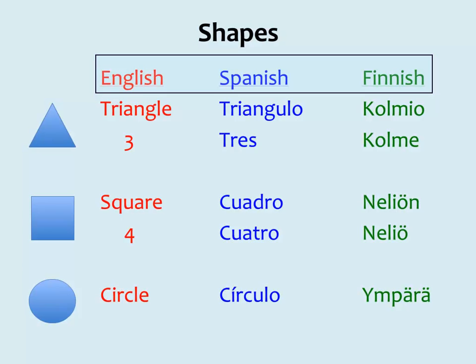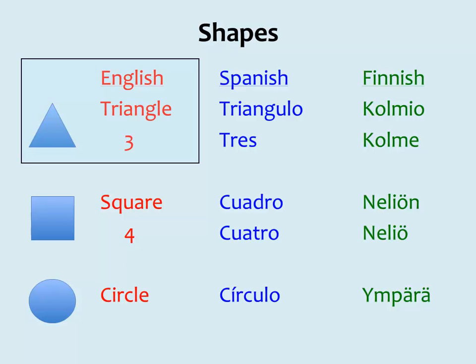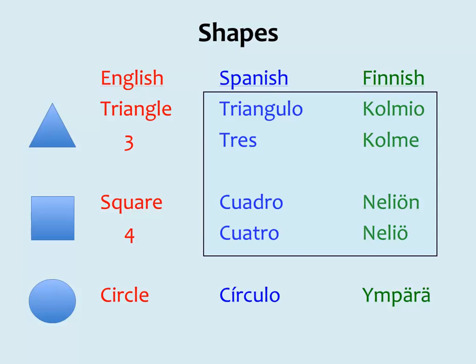You not only can learn the words for different shapes in a second language, but you might also build on your knowledge of numbers to see how the names of some shapes are related to the number of sides. In English, the prefix tri in the word triangle is related to 3. In Spanish and Finnish, the names for triangle and square are related to the number words for 3 and 4.